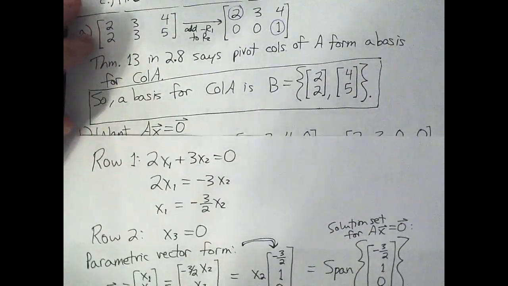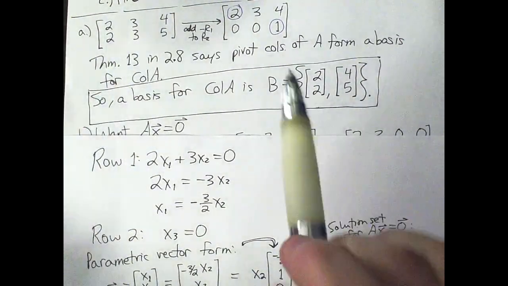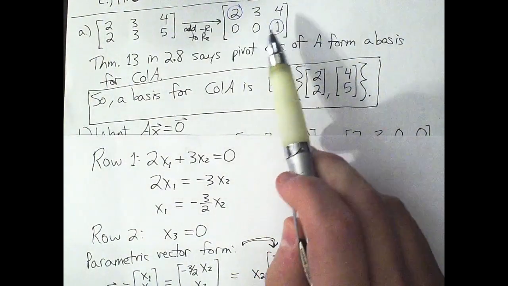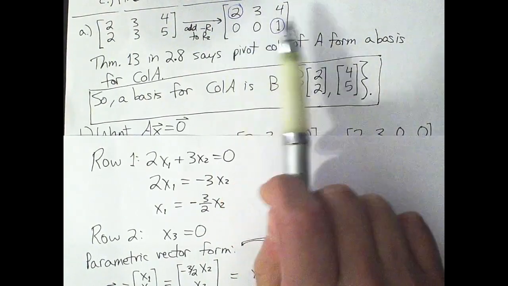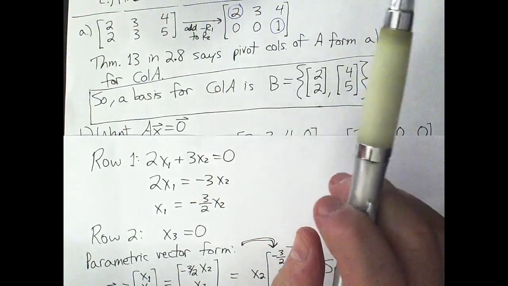Well, I can't fit it all on the screen at once, but let's just talk about what we did. In part A, we looked at how many pivot columns there were because there was a theorem that said that pivot columns form a basis. There were 2 pivot columns, and the rank wound up being 2.